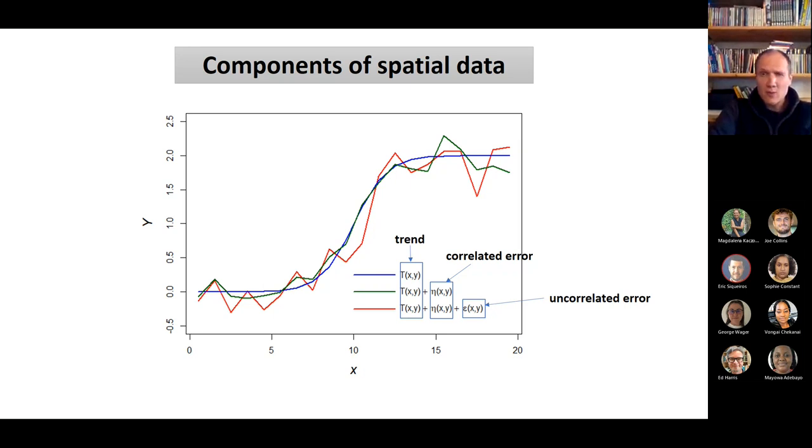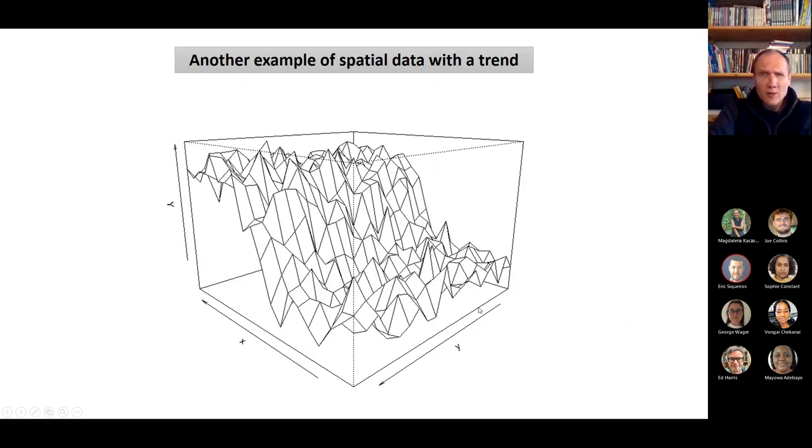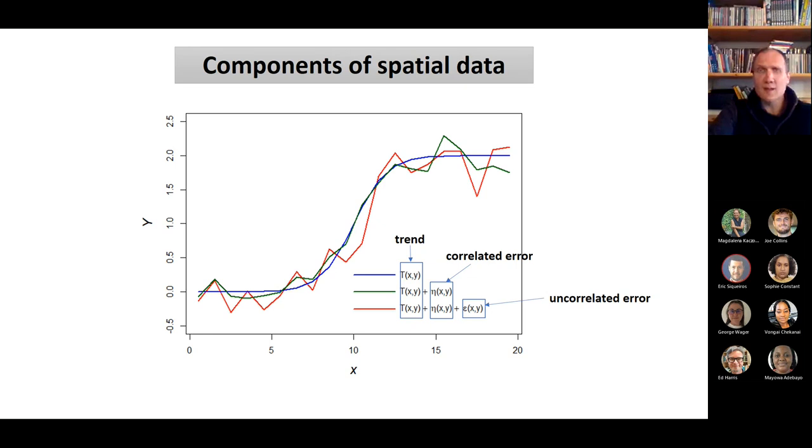So the script 3.2.1 was cooking up some fake data, and this is the example on one-dimensional data containing a deterministic trend, correlated error, and uncorrelated error. We were also looking at these images. That was also an example of spatial data with a trend. This time, the spatial basis has two dimensions, X and Y. And there was also an example on real data that was sand content in some samples in the field. So this is fake data in two dimensions. This is fake data in one dimension. We've got the components: trend, which we already talked about, correlated error and uncorrelated error.